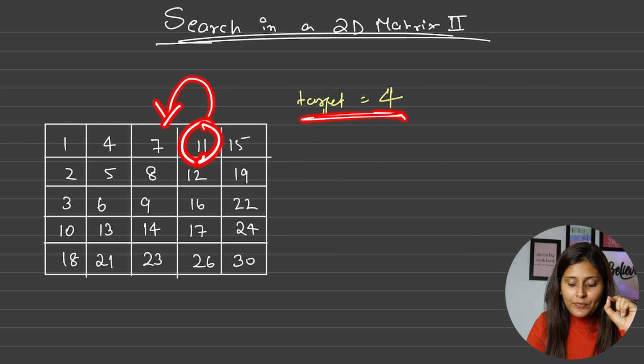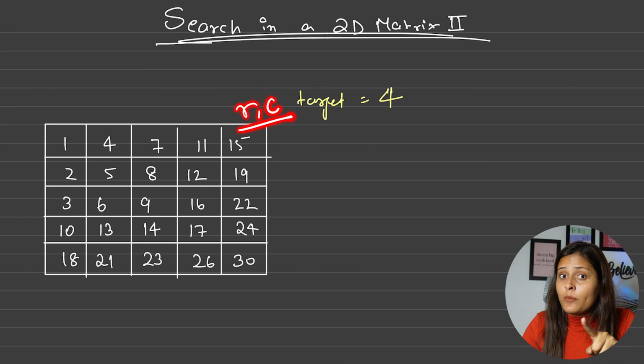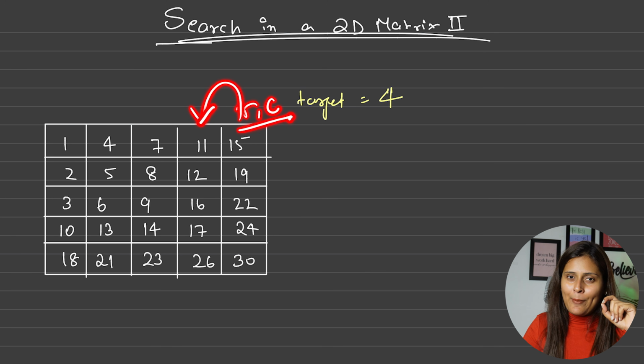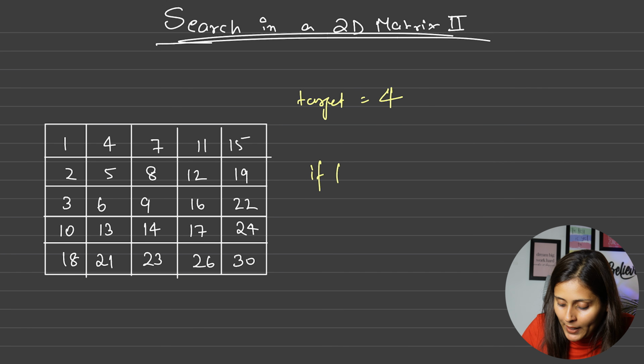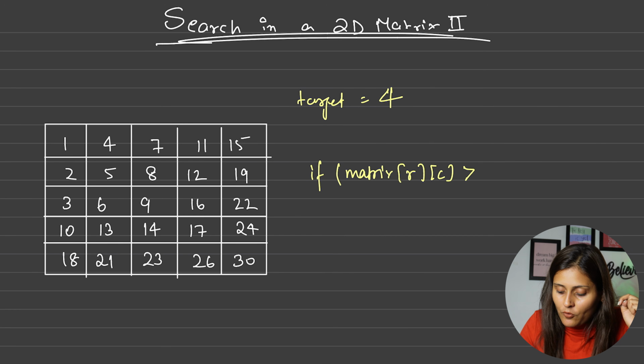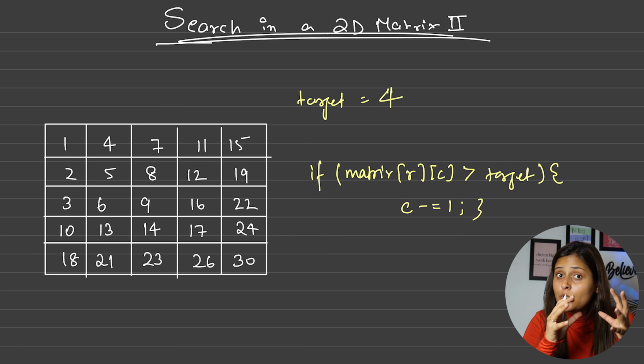So basically, when I am standing at a matrix, I will have a row and a column. I am saying go towards the left side. Am I changing the row? No, I am not. So what am I changing? I am changing the column. So whatever you have thought, let's write it. If my matrix of row, column is greater than the target, what we decided is column minus equal to 1. Means we will just reduce the column.